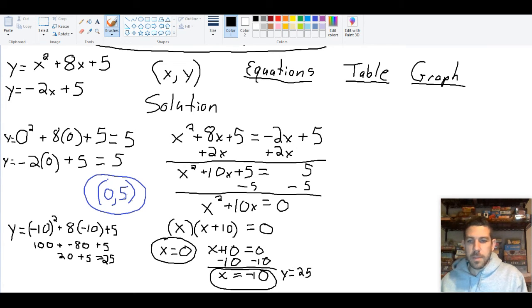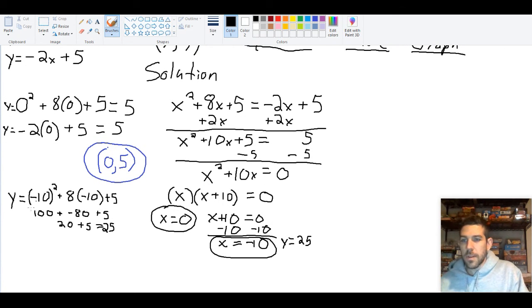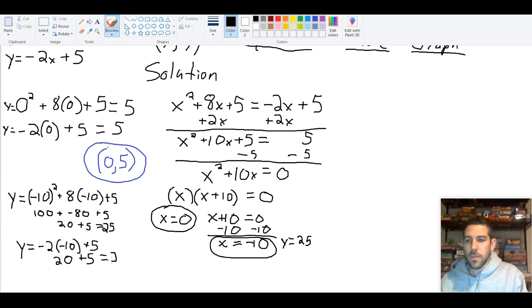Okay, let's keep that in mind, because it has to work for the second equation too. It has to work for this linear equation. So let's plug negative 10 into the linear equation and see if that one gives us the same answer of 25. So y would equal negative 2 times negative 10, I'm pulling this right from the linear equation up at the top, and then plus 5. Negative 2 times negative 10 makes positive 20. And then when you add 5, you get 25 again.